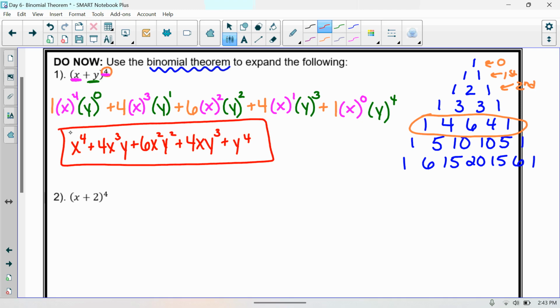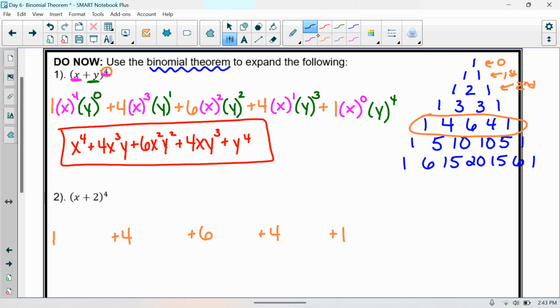And a quick check is to take your exponents of each term and add them together. They should always give you 4. So 4, 3 plus 1 is 4, 2 plus 2 is 4, 1 plus 3 is 4, and 4. So we do the same thing with the next one, which is x plus 2 to the 4th. Same line, because it's the 4th. Here are my coefficients: 1, 4, 6, 4, and 1.